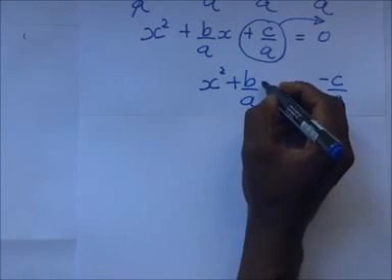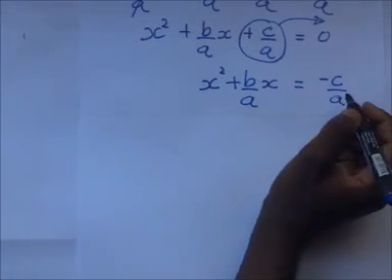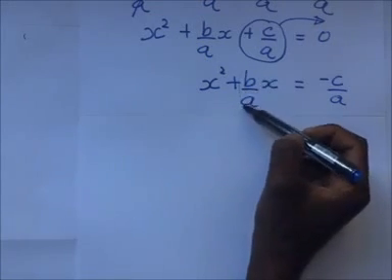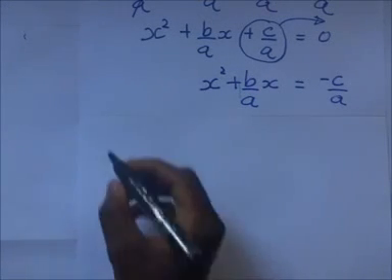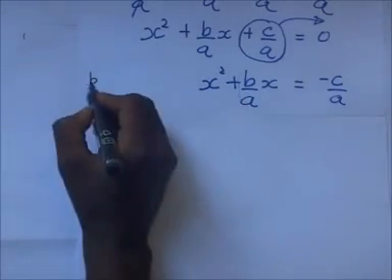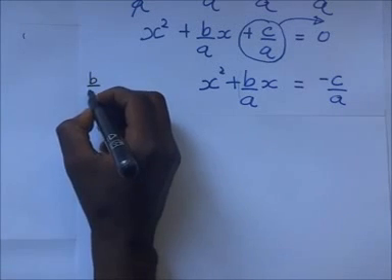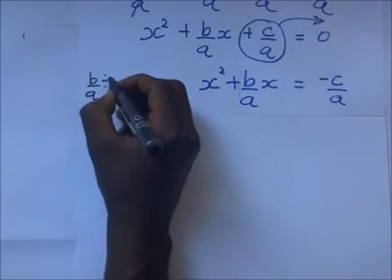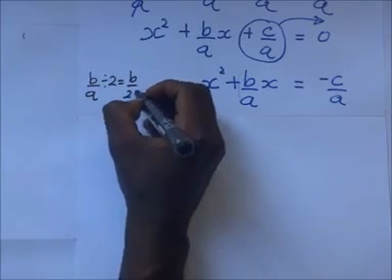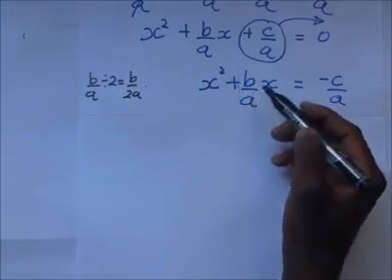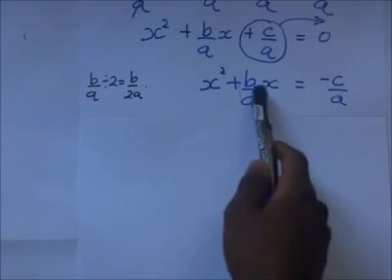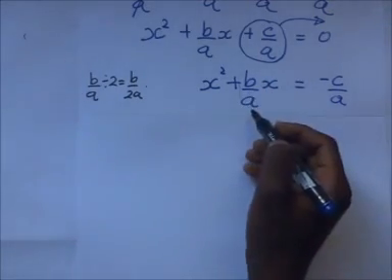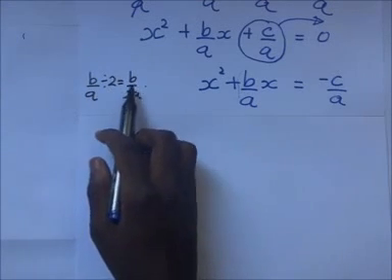Now we look at the coefficient of x, which is b over a. If we divide this by 2, b over a divided by 2 will give us b over 2a. Just like we've been doing it in our former videos, the coefficient of x here, we are supposed to divide by 2. And b over a divided by 2 is equal to b over 2a.